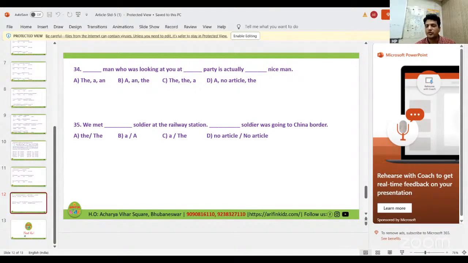Yes, last two questions of the session. Some interesting questions. Try to answer this. Number 34: dash man who was looking at you at dash party is actually dash nice man. What can be the answer of this? Easy questions, everyone. You can share your answers on the chat box. I'm not able to access the chat.